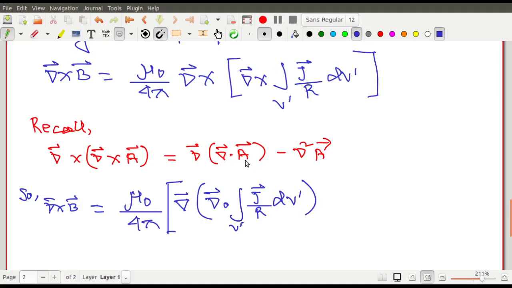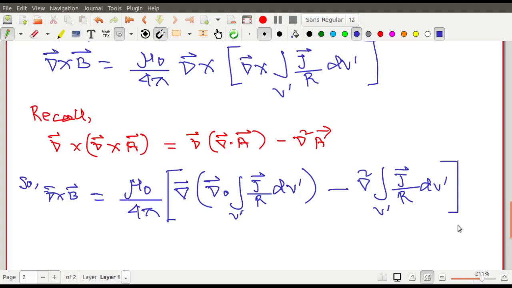এটা হয়ে গেল, ফার্স্ট পার্টটা শেষ। মাইনাস ডেল স্কোয়ার অফ ইট, আই পুট ডেল স্কোয়ার and then I put a. a মানে আবার a is j by r into dv dash. Okay, fine. That is what I obtained. So gradient divergence of this one minus del square of this one. That is what I obtained.